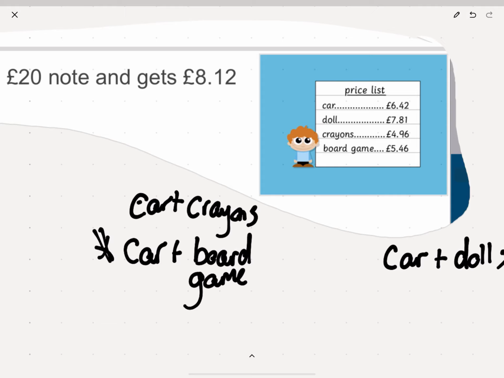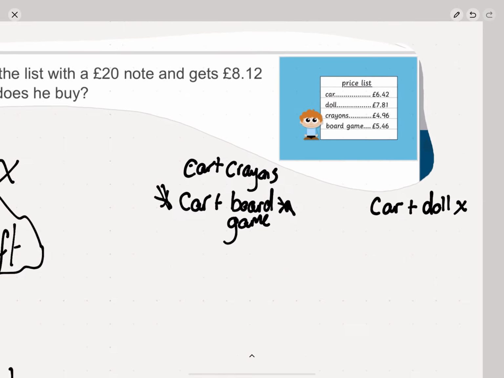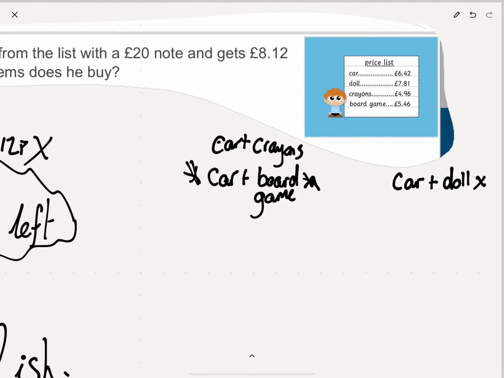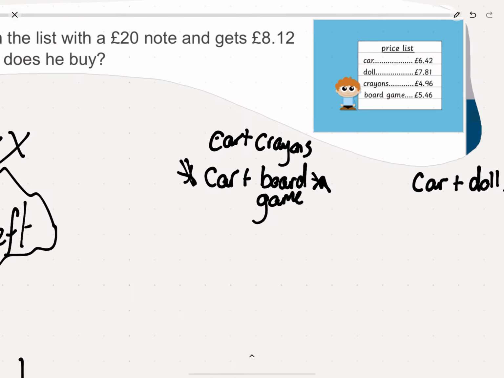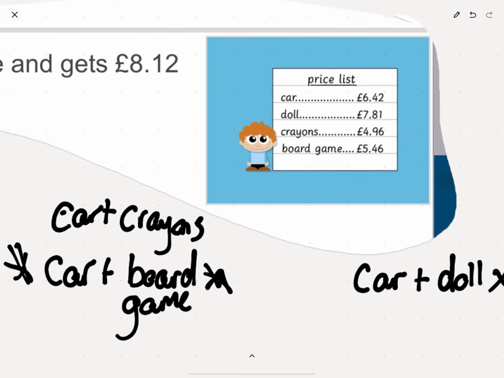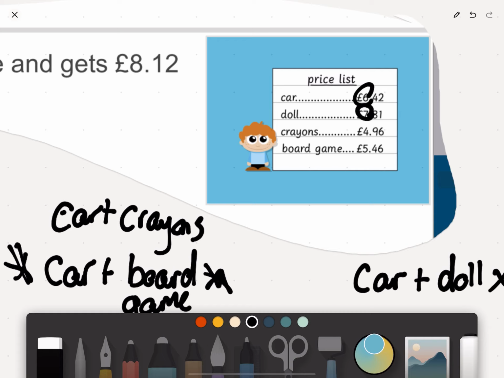Okay, so I'm just going to put a star by that one. So all I'm doing now is running through, trial and error. It should be about £11.50, £12-ish. If they don't add to roughly that, then they're not worth checking. Car and doll, 6 add 7 is 13. Well, it's already over what I need it to be. Even with my rough maths on the working out how much money he spent, it's definitely not that.